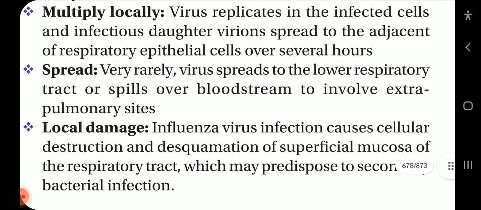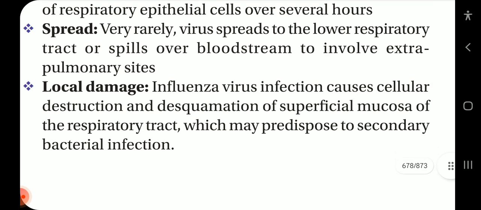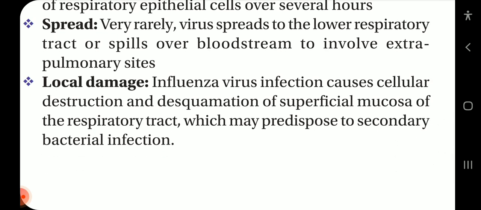Multiply locally. Virus replicates in the infected cells and infectious daughter virions spread to the adjacent respiratory epithelial cells over several hours. Spread. Very rarely virus spreads to the lower respiratory tract or spills over into the bloodstream to involve extrapulmonary sites. Local damage. Influenza virus infection can cause cellular destruction and desquamation of the superficial mucosa of the respiratory tract, which may predispose to secondary bacterial infection.